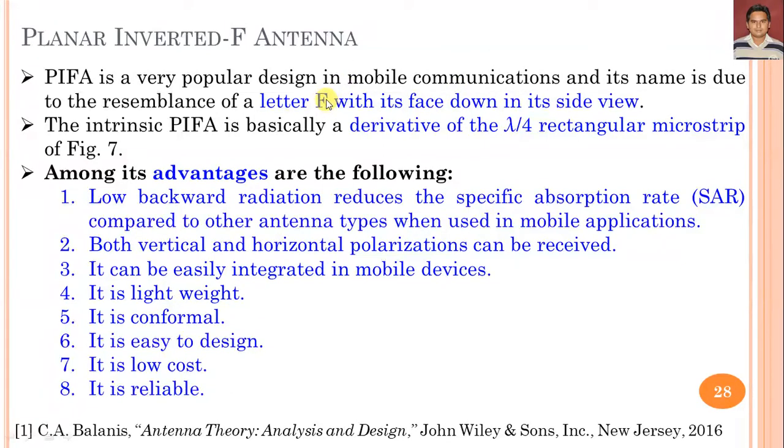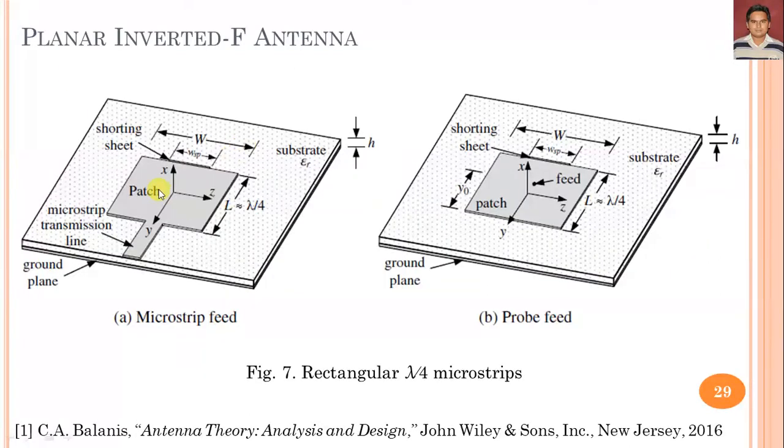As we can see, the PIFA antenna has an F shape in which one horizontal arm of the F is giving the feed to the antenna, and one is connected to the ground plane. This kind of antenna is called a PIFA antenna, and intrinsically the PIFA antenna is a derivative of the lambda by 4 rectangular microstrip patch antenna. As you can see in this figure, this is the rectangular microstrip of length L equal to lambda by 4.